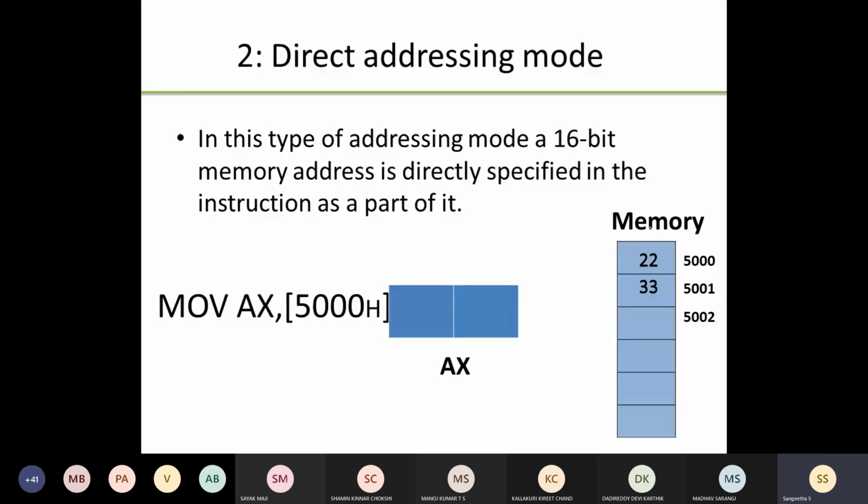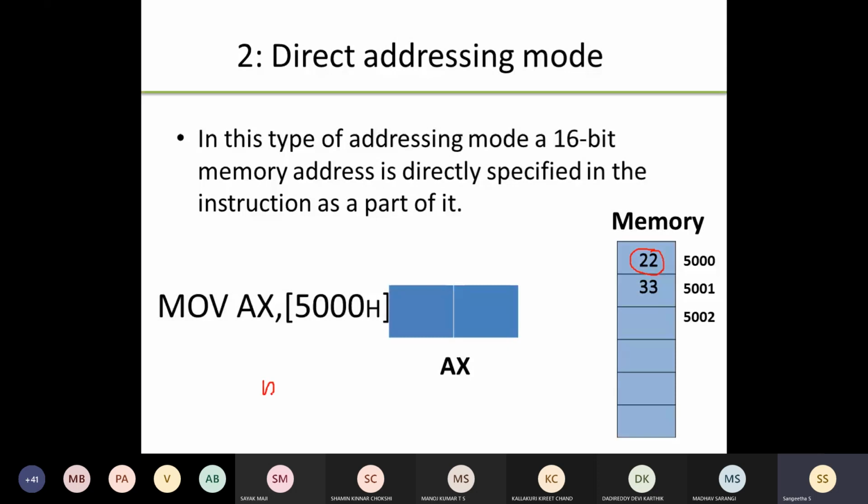This is your memory. What is the offset address mentioned? It is 5000. In this address, the data present is 22. Usually this offset address points into your data segment, because by default all the data resides in the data segment memory. So using this offset address, it will point to the content of the data segment. How do you calculate this address? You first have to calculate using the data segment.